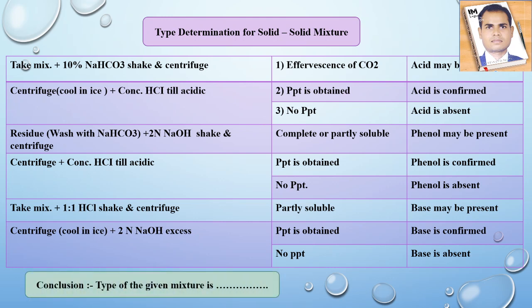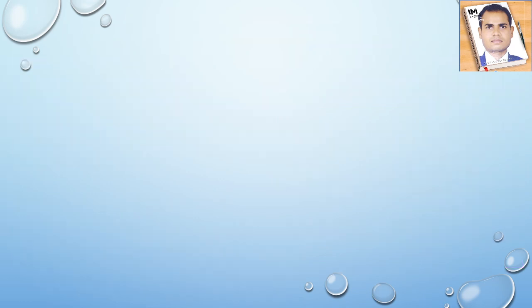Finally, we have to conclude the type of the mixture. Whatever is present in the given mixture, we have to write here. It may be acid, it may be phenol, it may be base. In this way we determine the type for the solid-solid mixture.